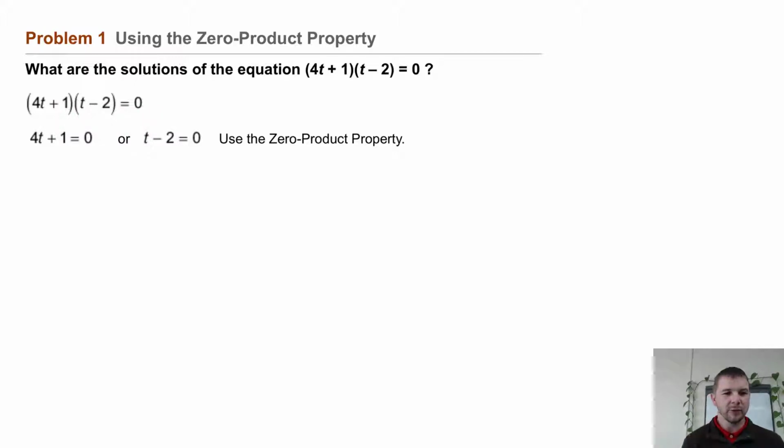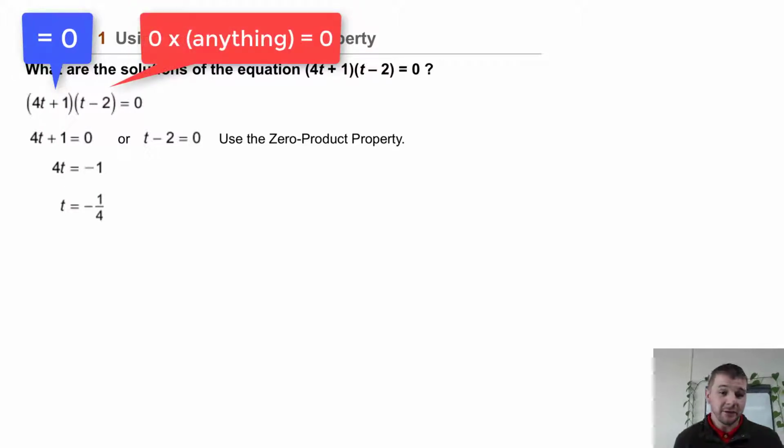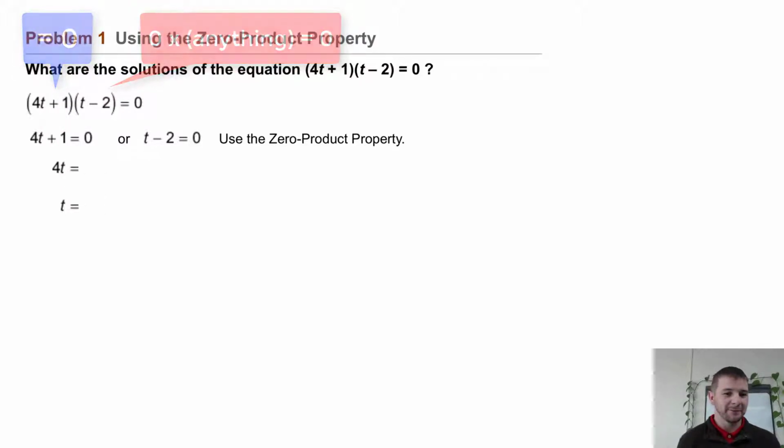So we set up first the equation 4t plus 1 equals 0, and solve, subtracting 1 from each side and dividing each side by 4, to find that when t equals negative 1/4, our binomial on the left equals 0, and 0 times who cares will always equal 0.